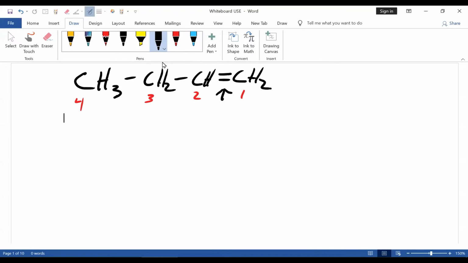Now, for double bonds, you take butane, which had ANE, you drop the ANE and replace it with ENE, butene. Now, you mark which carbon of the double bond is the smallest and use that in the name. I hope you all admit 1 is less than 2, and therefore this would be 1-butene. And I'm done, because there's nothing else.